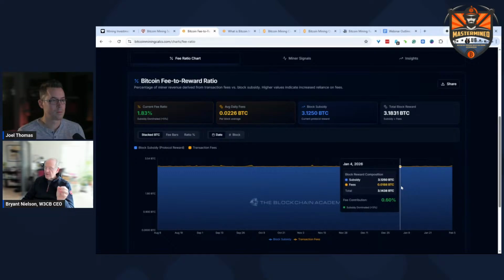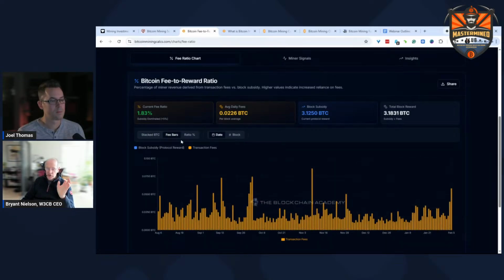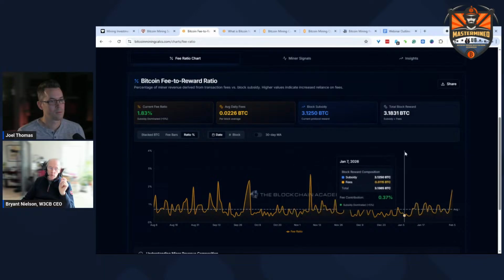You can see the fees are almost infinitesimal. Here's a chart that's just for fees, and it shows you how much you're really making. And you can see that fees actually are going to have to change if they're going to support the existing mining community. And of course, you can look at it from a ratio standpoint between the two.